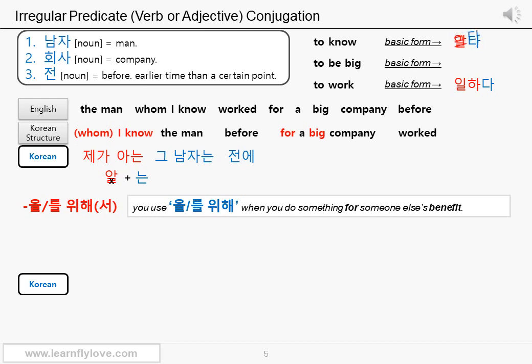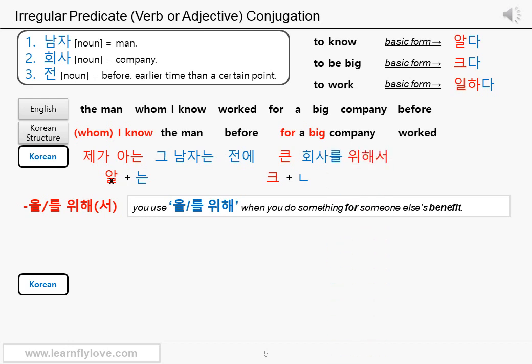Big is an adjective and it modifies the noun company. The basic form of the adjective big is 크다. 크 is the stem and it doesn't have any final consonant. Therefore, you just need to add the final ㄴ consonant to turn it into an adjective modifier, right? It's simple. So it's 큰. Company is 회사, 큰 회사, a big company.